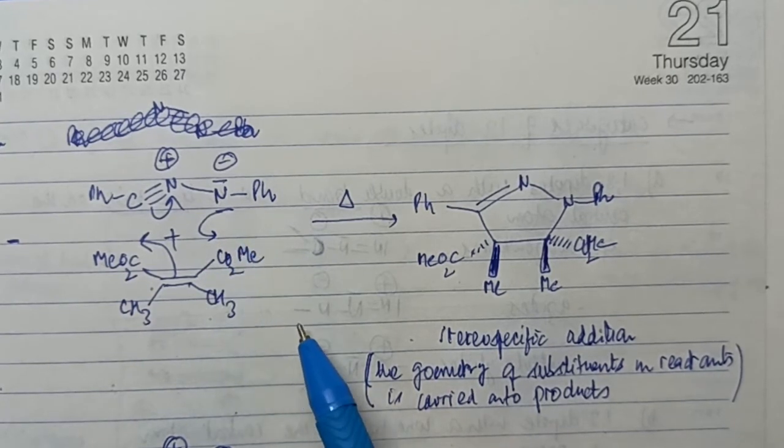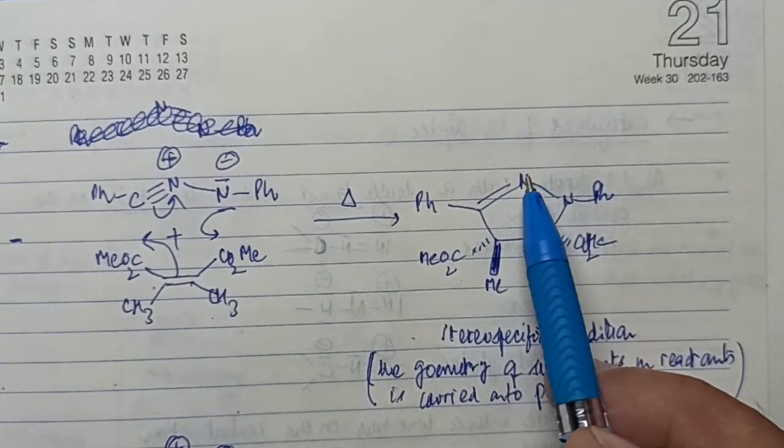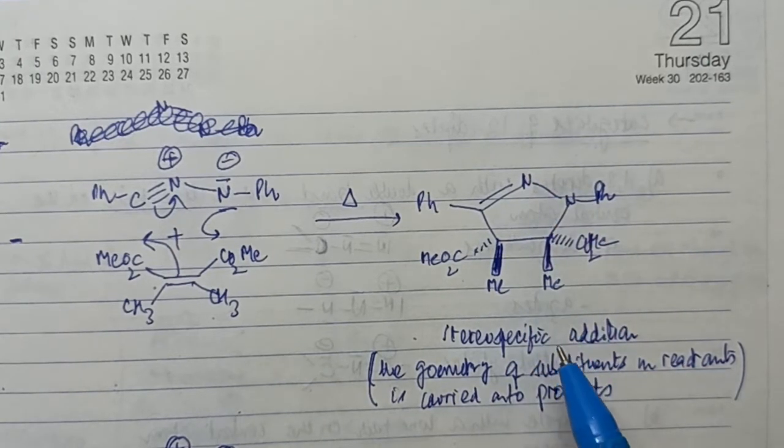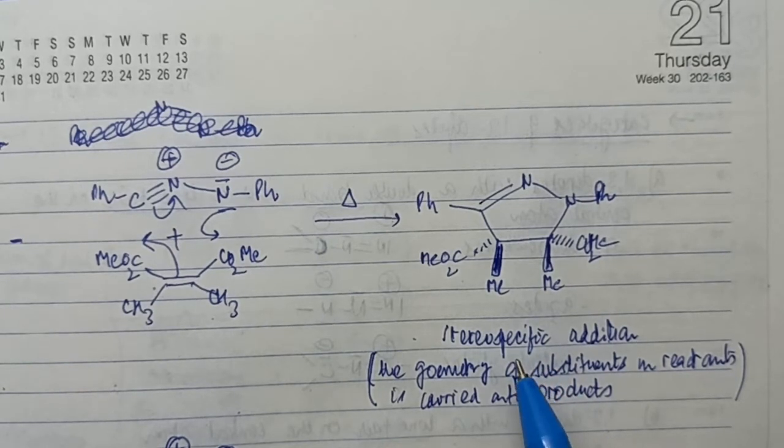Therefore, that's why it produces a 5-membered ring which has at least one heteroatom. That's why it is a stereospecific synthesis of 5-membered heterocyclic compounds, as we have talked about in the discussion part of this 1,3 dipolar cycloaddition reactions.